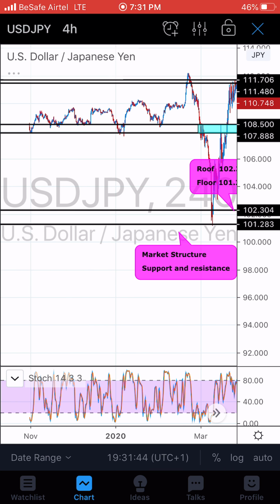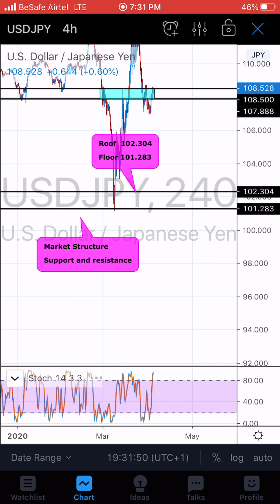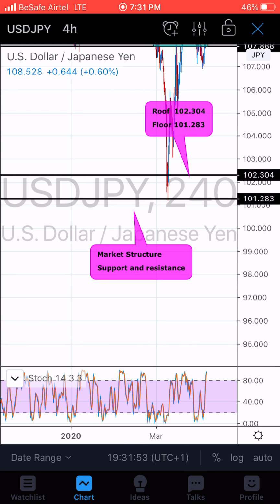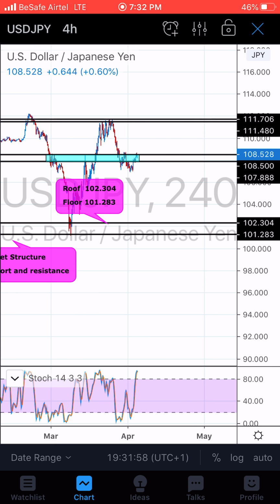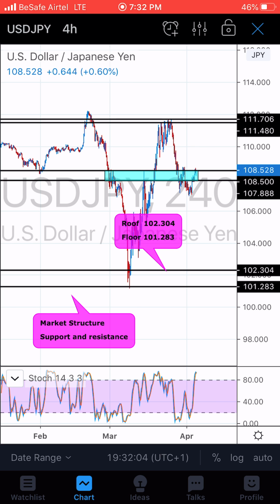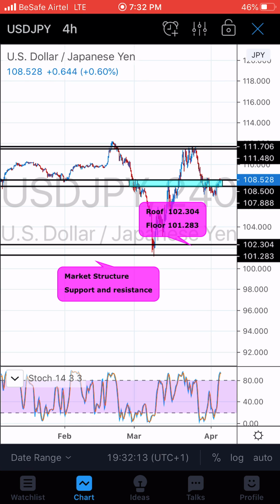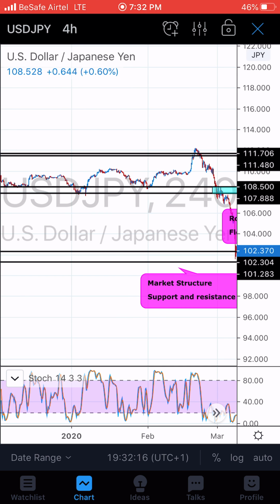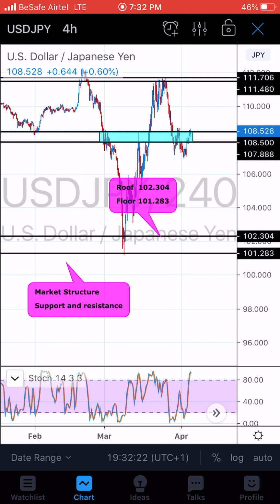Tonight we're going to be talking about the market structure. And what is the market structure? It's simply the support and resistance zone. Now, I'm using TradingView for phone to identify my market structure. Because I trade with my phone most of the time, I do everything I do on my laptop via phone as well. Now, why is it important for you to recognize where the market structure is?